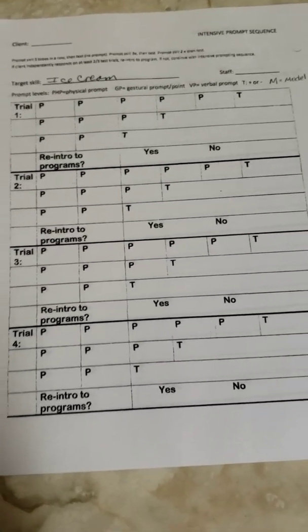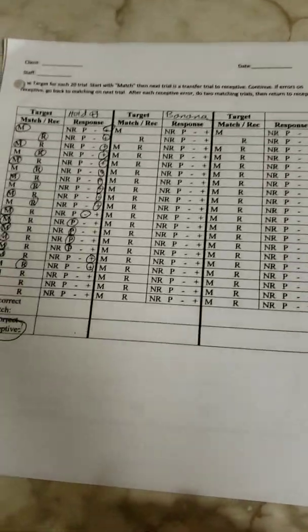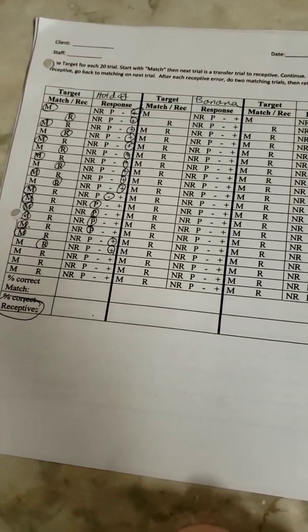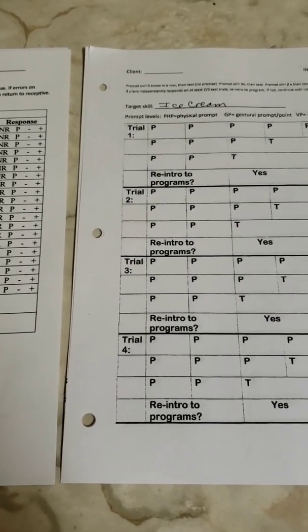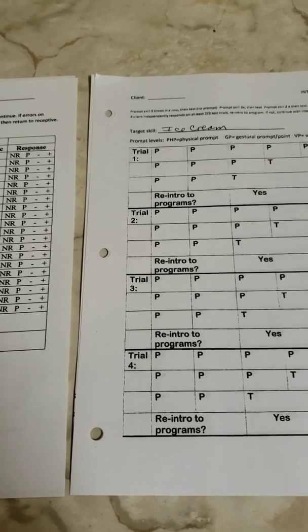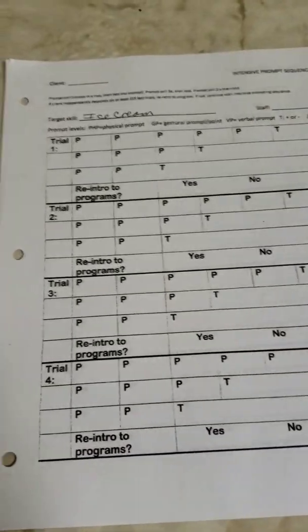So please get on this, because we also want to graph the difference between the match to receptive and the 532 outcome to see which is making more progress, which one works better for her. All right, thanks guys.